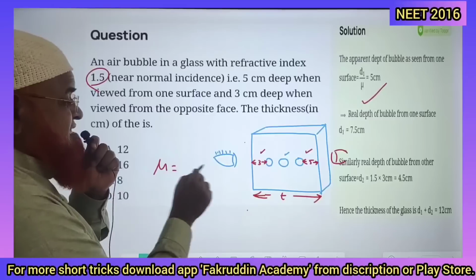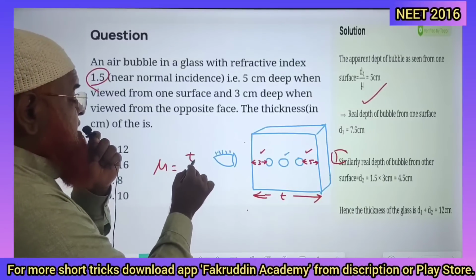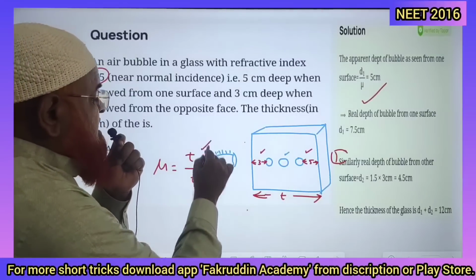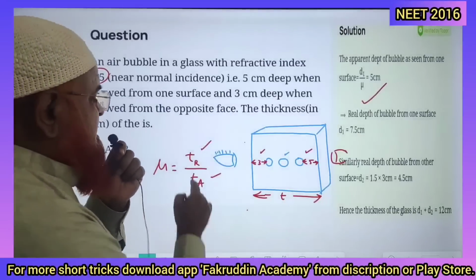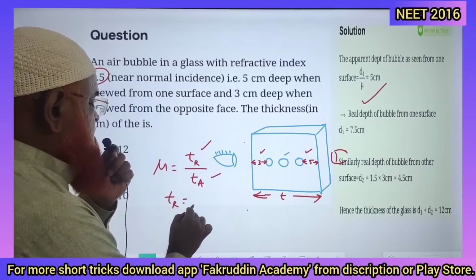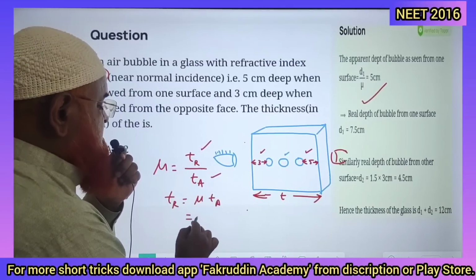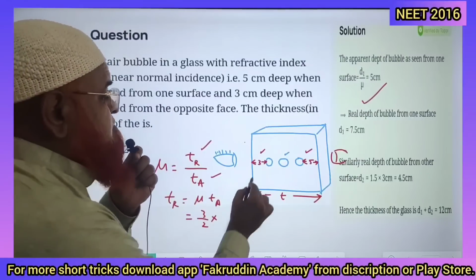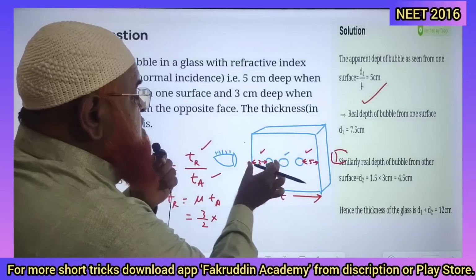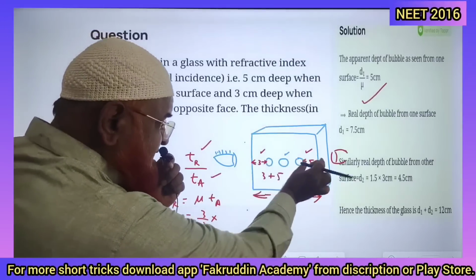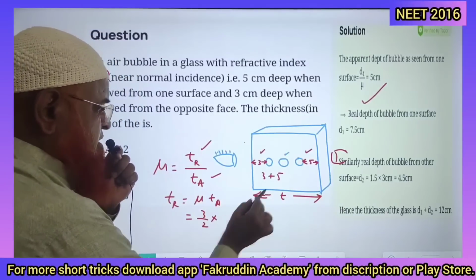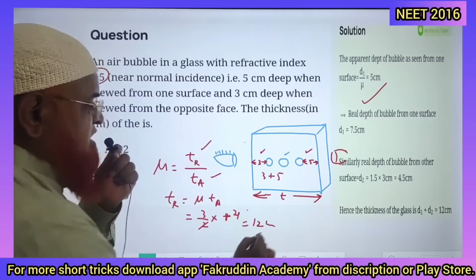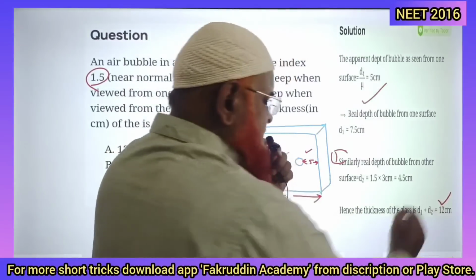Mu is equal to real thickness by apparent thickness. What is the real thickness? We have to find out. So real thickness is equal to mu into apparent thickness. And what is mu? It is 1.5, can be written as 3 by 2, into apparent thickness. You have to take this apparent height and that apparent height, that is 3 plus 5, that is 8. So 2 4s are 8, 4 3s are 12 centimeters. Is it not a shortcut method?